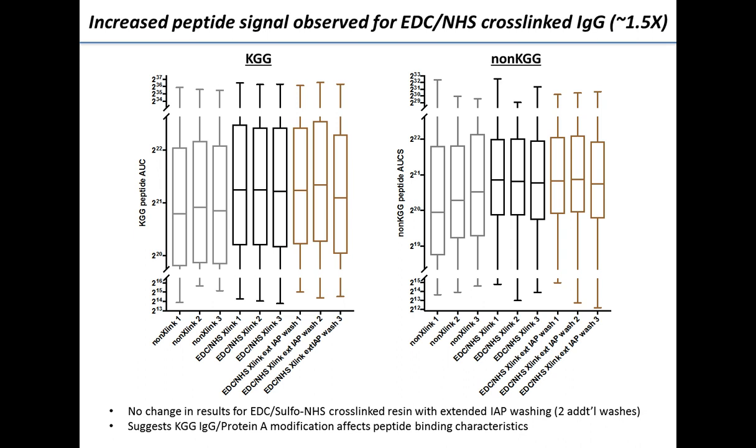So if we go ahead and look at the quantitative data, what you can see is that we do observe increased peptide signal for the cross-linked antibody resins for both the KGG and non-KGG peptides. And you can see that we see an increase of about 1.5-fold, which does not change with the introduction of the extra washes. And this really suggested to us that the modification of the KGG antibody and the protein A with the EDC NHS cross-linking reagent affects the peptide binding characteristics.